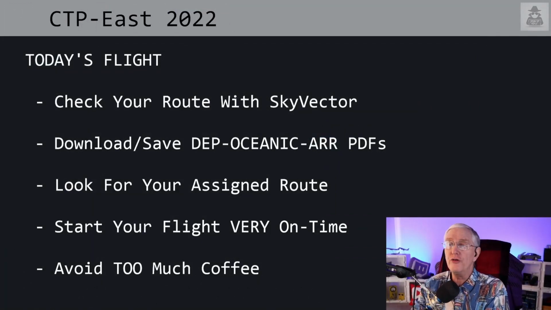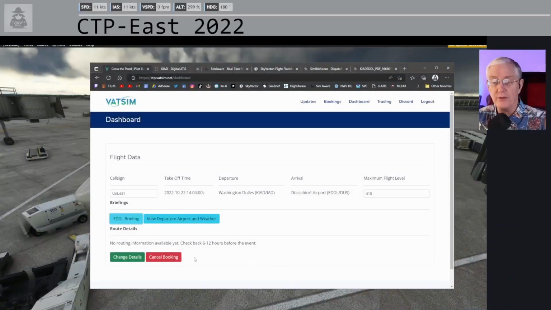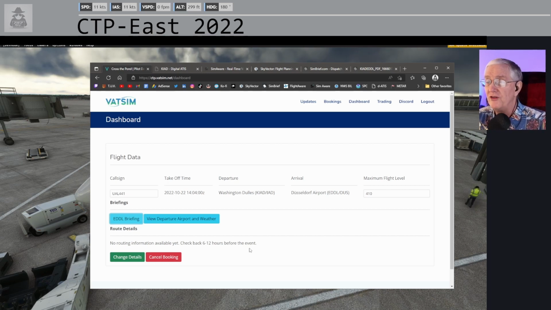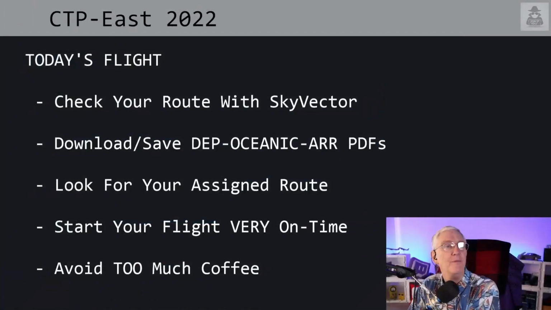What's next? Look for your assigned routes. Okay, so looking for your assigned routes. That's going to be back over here, and your assigned route is going to be down here. See where it says route details and nothing's here yet? 6 to 12 hours before the event, go in there and you will find your route. So be sure that you check back 6 to 12 hours. I will probably look about 24 hours just to see, but really 6 to 12 hours is what you're going to do on that one.